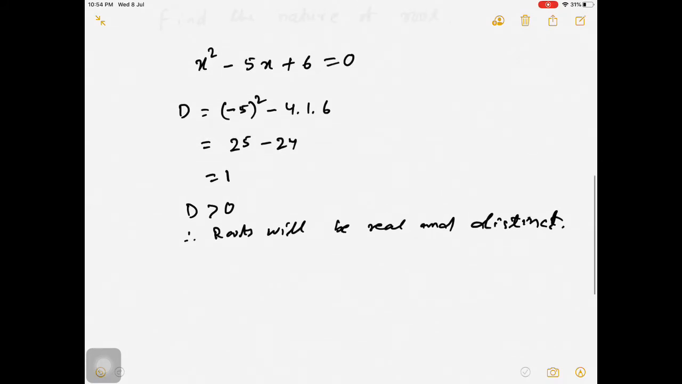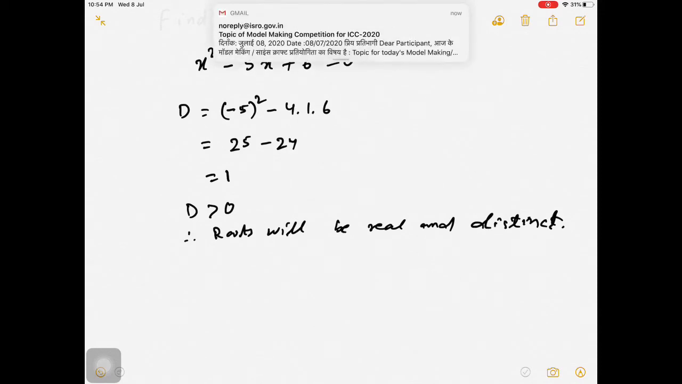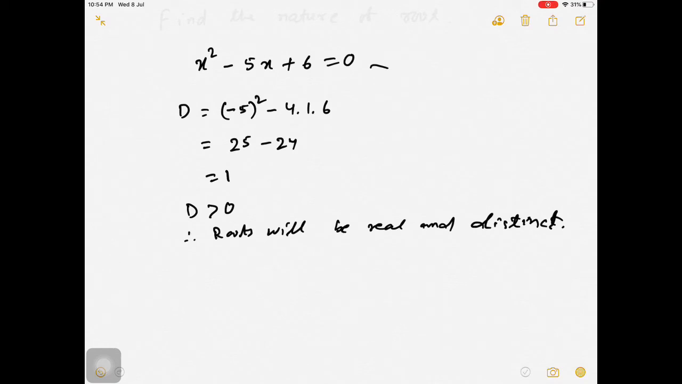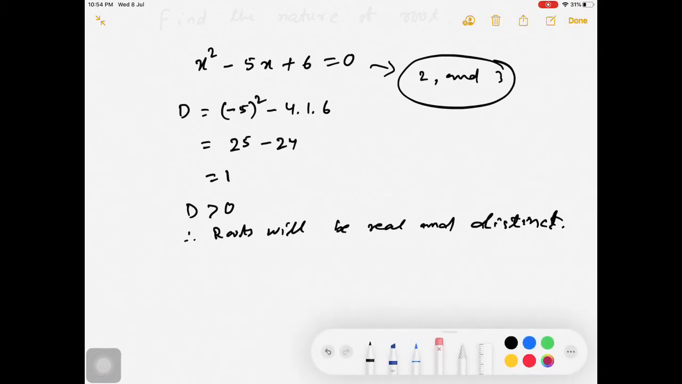And if we go for finding the roots also, you have already learnt that we had taken this example earlier when we were discussing the splitting the middle term method, and in that we had found that the roots of this equation were 2 and 3. That means they are distinct and real roots, right?